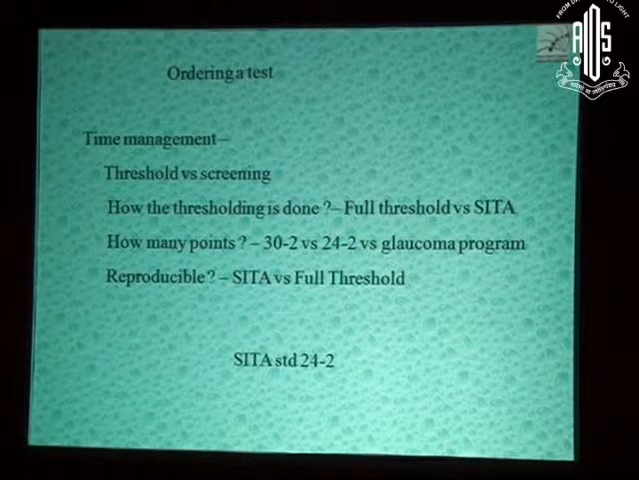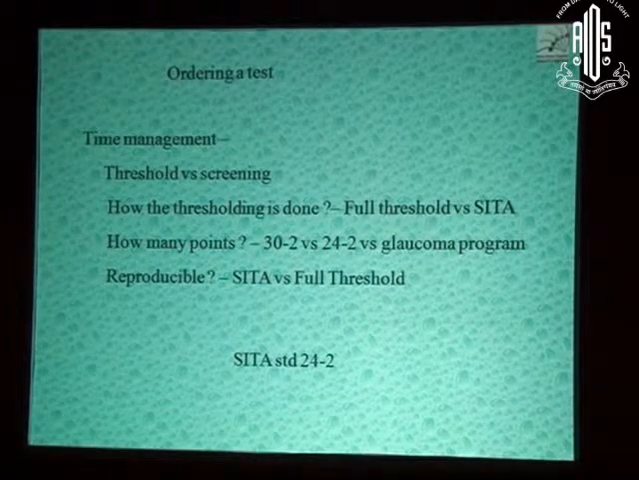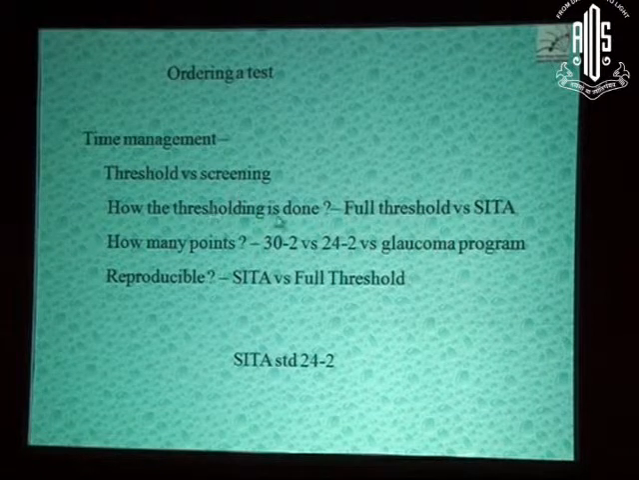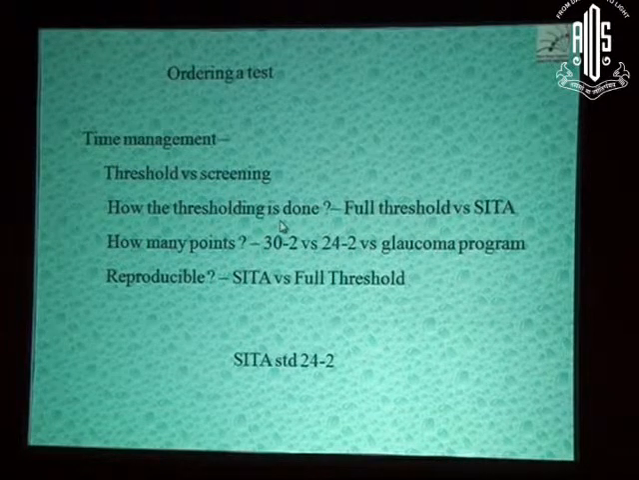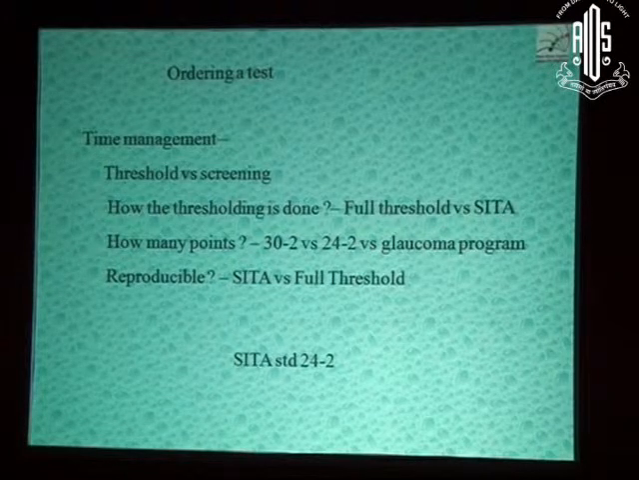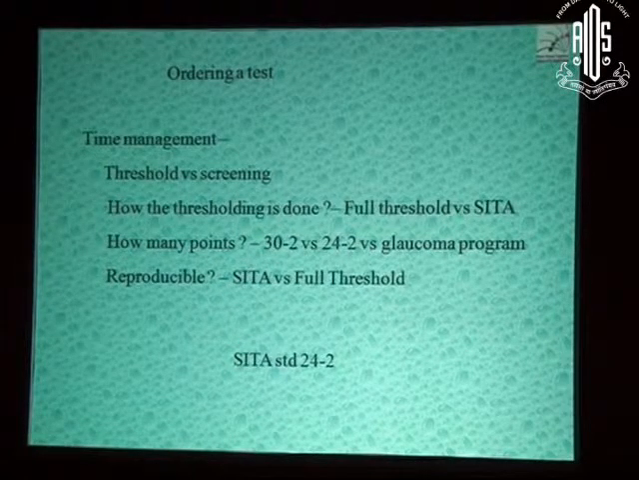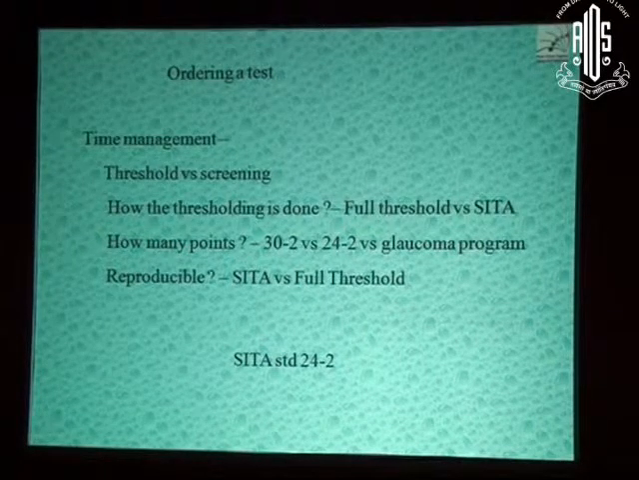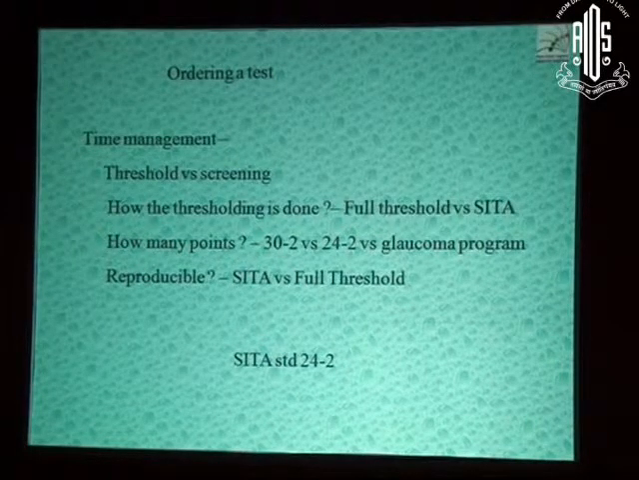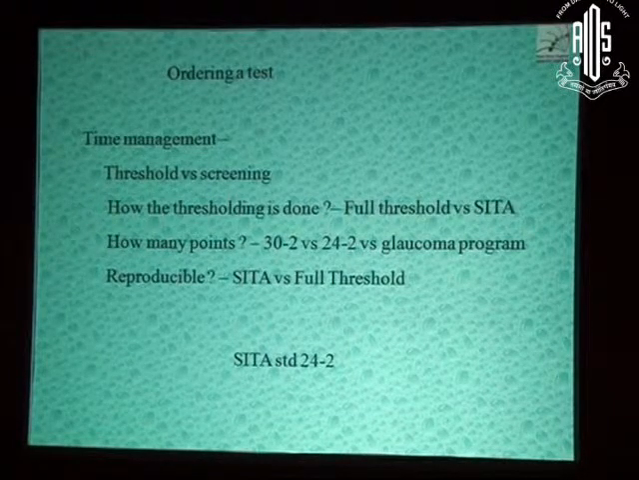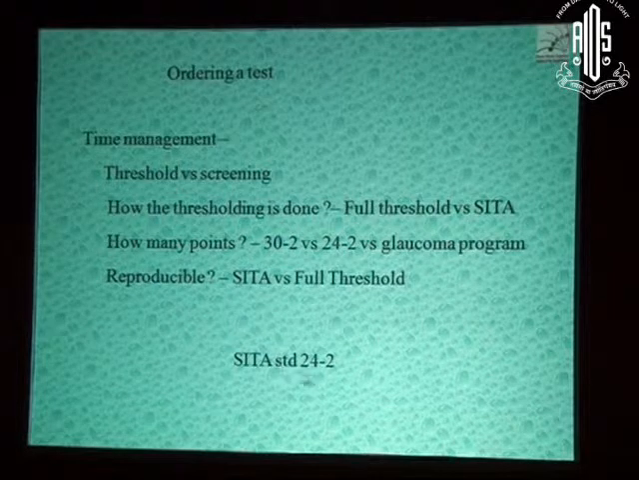So, for ordering a test, you should keep in mind the time management, as I told, threshold versus screening, how the threshold is done, whether it's full threshold or SITA strategy, how many points, whether 30-2 or 24-2, and whether it is reproducible. The SITA program is as reproducible as the full threshold test, and it takes less time. So usually in glaucoma management, we mostly do SITA standard 24-2.